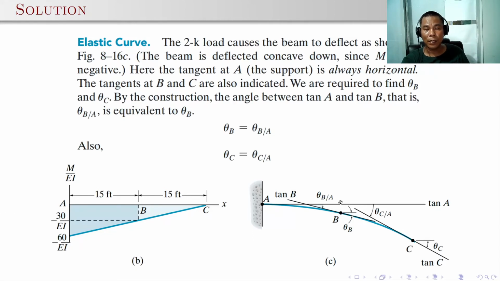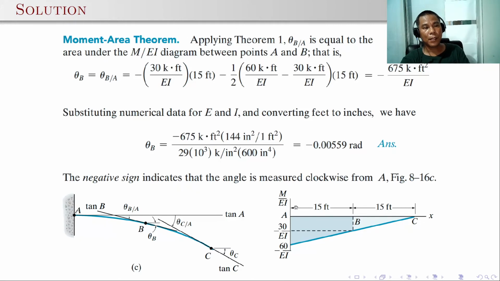That is the area of the M over EI diagram between A and B, this darker shaded portion. But for theta C, which is the angle of the tangent at C with respect to A, that's C to A, you have to take the whole M over EI diagram. The area of this is equal to theta C. So here theta B with respect to A is the area of the M over EI diagram between A and B.